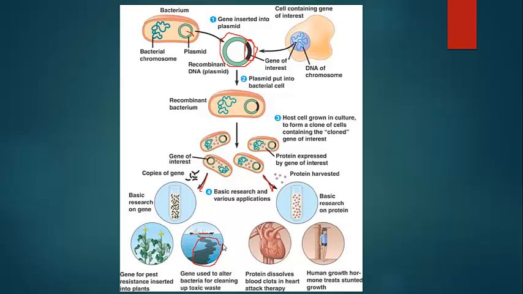So you can see here through the process of DNA cloning, bacteria are used to create massive quantities of genes and massive quantities of the proteins that they code for. These genes and these proteins can be harvested and they can be used for practical purposes.